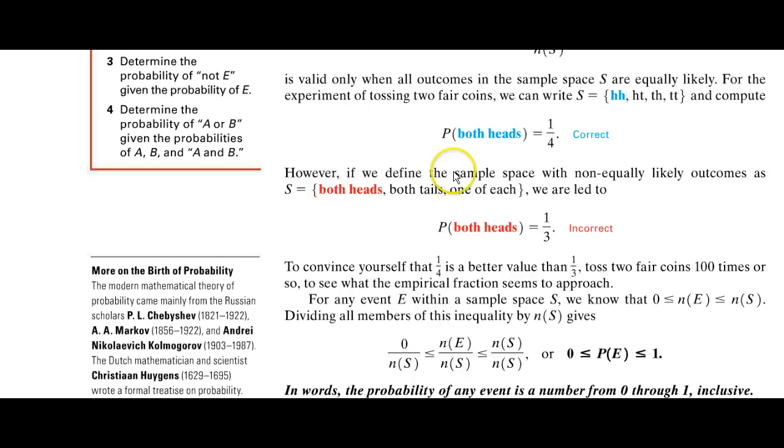Now, if we define our sample space with non-equally likely outcomes, as if we would always get both heads, or both tails, or one of each, here we're only talking about 3 outcomes. We would get 1 out of 3, which is incorrect, because order is not critical here, and therefore we get 2, a heads tails and a tails heads. So we had to add 1 to make our sample space 4.